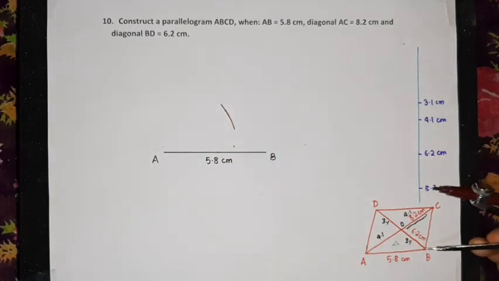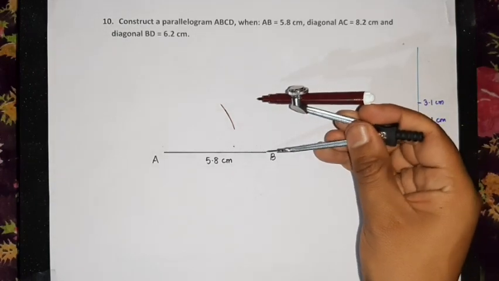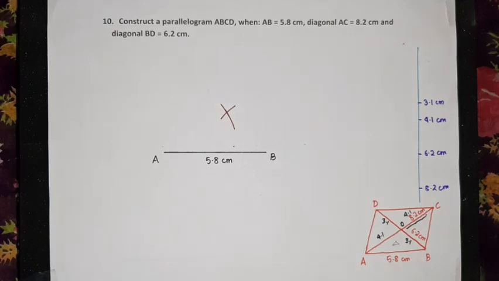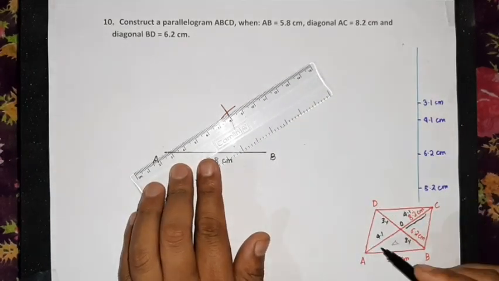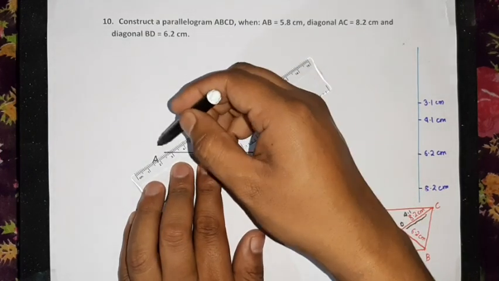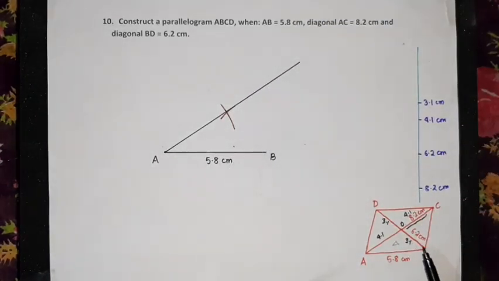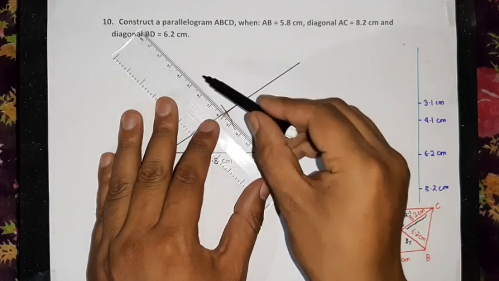Now from here to here is 3.1, right? So let me take 3.1. Okay, so I have taken 3.1 and let me cross it. Okay, now after that what am I going to do? I'm going to join and extend it, because we know that this is an extended line, so that's why I need to extend this line. Okay, so let me extend this line. Okay, and similarly I need to extend this line as well. So let me extend this line also. Okay, so I have extended this line.